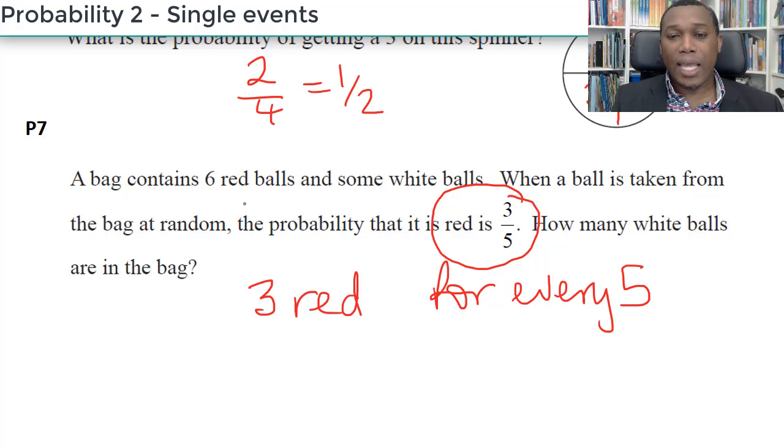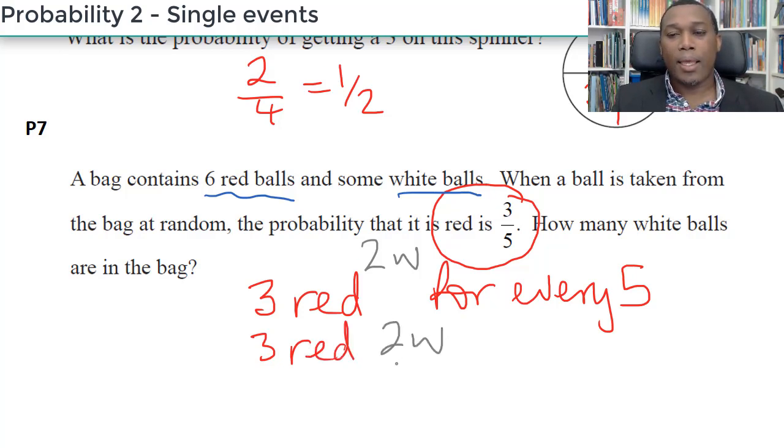And if that's the case, and I only have red balls and some white balls, that means when I have the 3 red, the other bits, I don't have white, but it has to be 2 white. I'll just put 2W there. And that means if I have another 3 red, then I need to have another 2 white. And now if I add up, I can see I'm getting the 6 red. Stick with the colors, sir. 6 red. And if I have 6 red, I have to have 4 white.